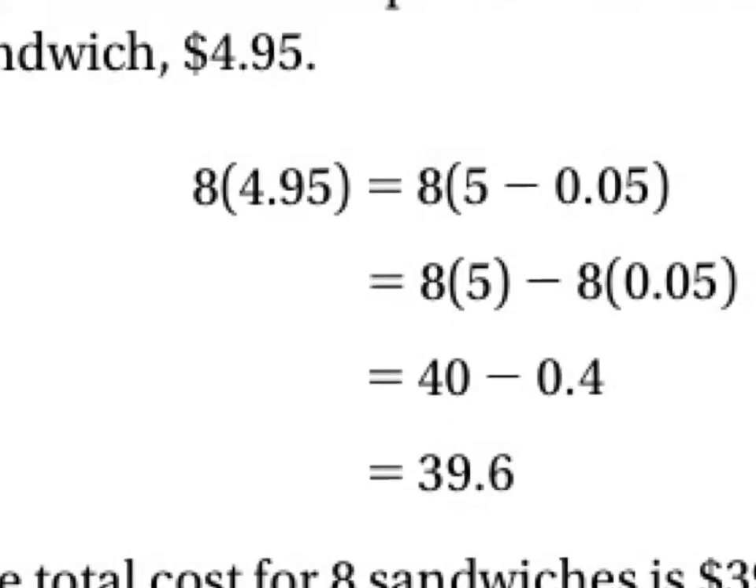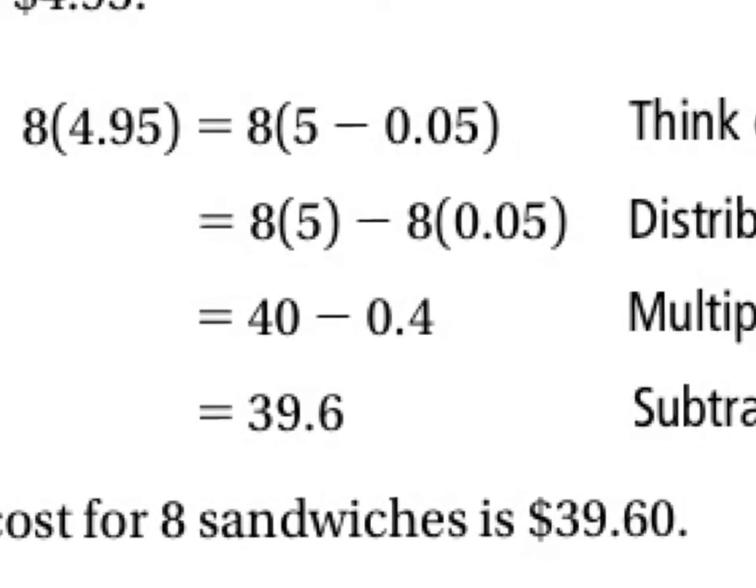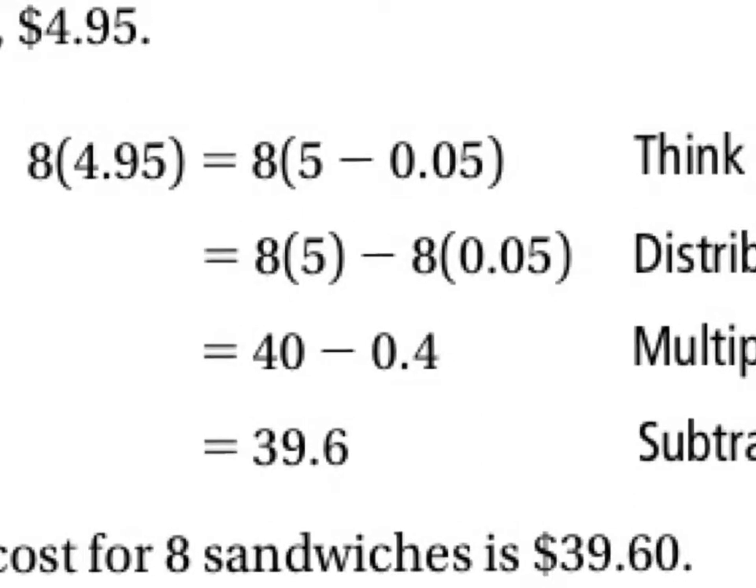So 8 sandwiches, $4.95 each. So we could do 8 times $4.95. What the book's pointing out is that $4.95 is pretty close to $5. So what we could do is an equivalent expression here. Instead of $4.95, we could say that's like $5 minus 5 cents. And then at that point, we would be able to distribute. So we could do 8 times 5 minus 8 times 5 cents.